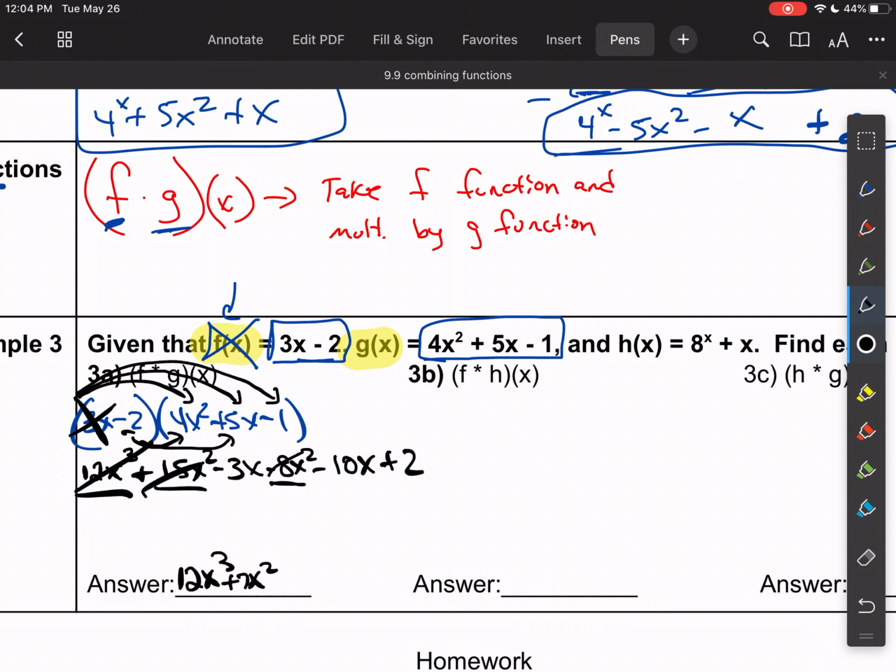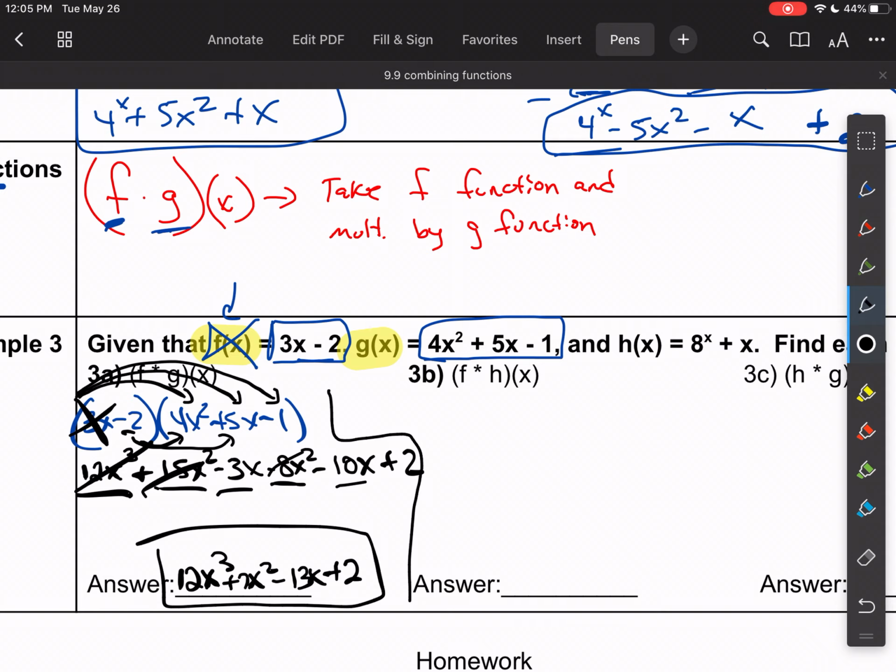Okay, and then for x, we have 2 of them. So negative 3x minus 10x gives me negative 13x. And then we have our plus 2. So there's our answer. Sorry, let me fix the box there. So 12x cubed plus 7x squared minus 13x plus 2 is our answer.